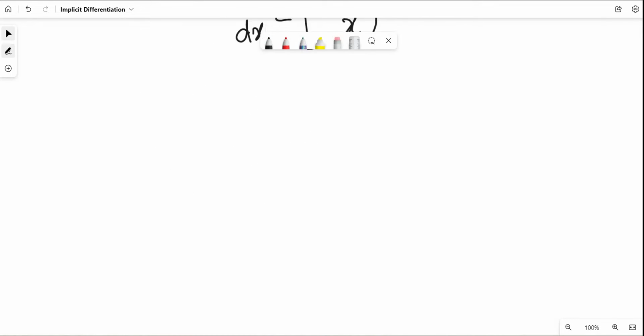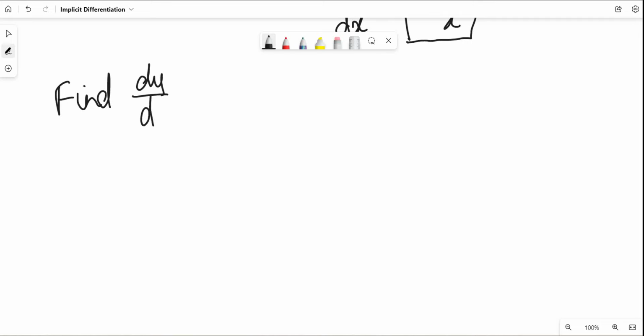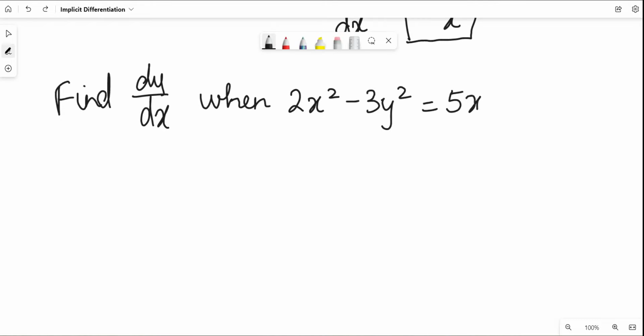So next question, let's see. Okay, find dy by dx. Also feel free to do these questions as I'm writing them, or pause the video to try them yourself. Okay, when 2x squared minus 3y squared equals 5xy.